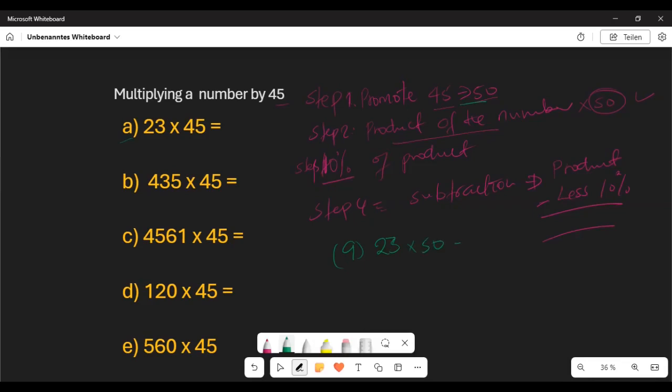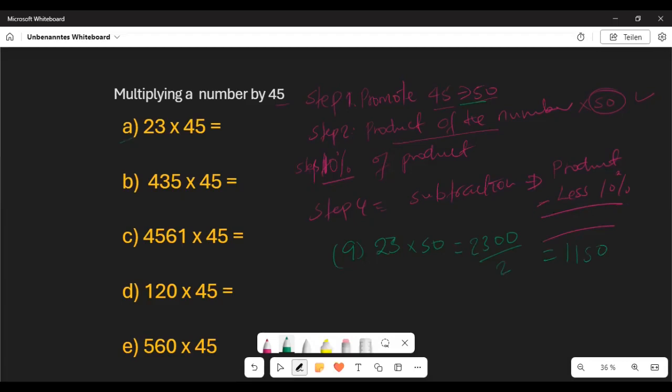If you remember how I said in our previous video when we talked about how to multiply a number by 50, it is basically multiply that one by 100. So 23 multiplied by 100 is going to be 2300, and then divide that number by 2. That's going to give us 1150.